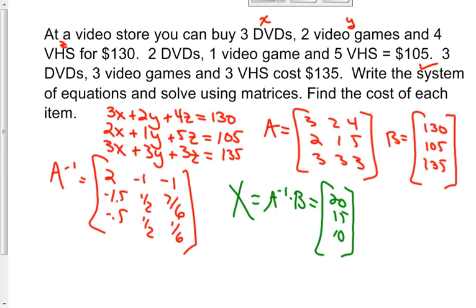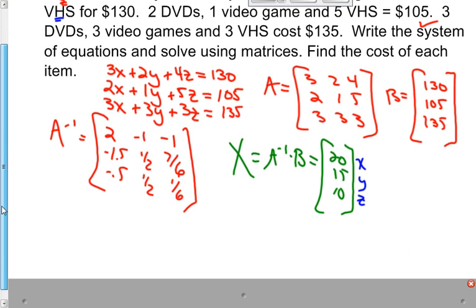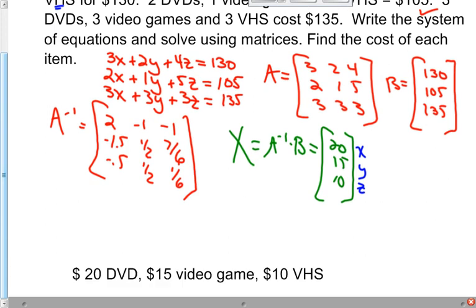Your X value referred to the DVDs. Your Y value referred to the video games. Your Z value referred to the VHS. So when you're solving, make sure you finish it. Say what you got. We're going to be charged $20 for every DVD, $15 for every video game, $10 for every VHS.